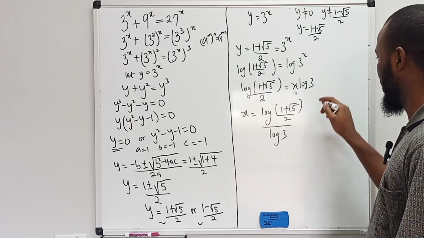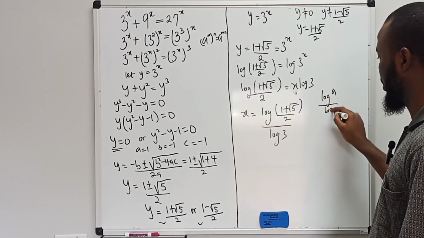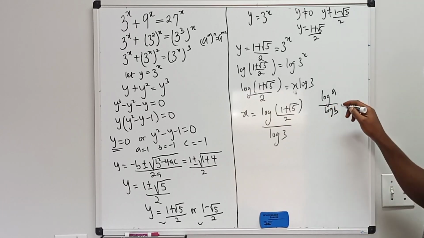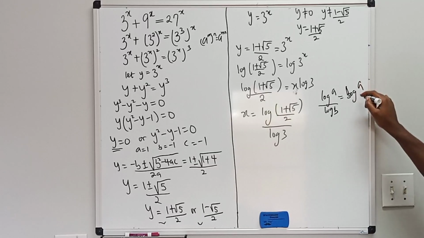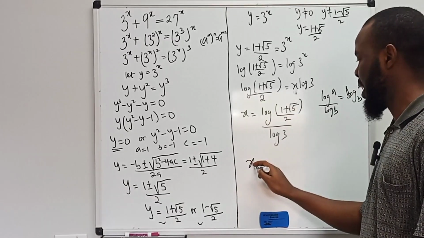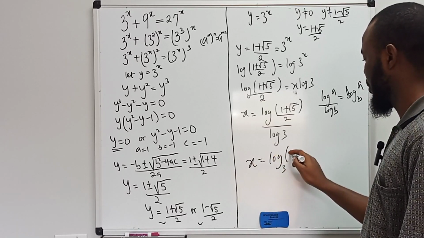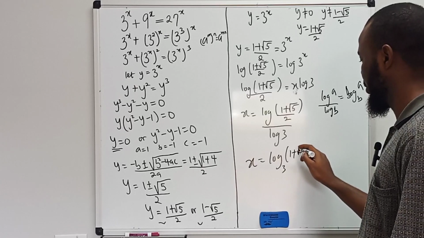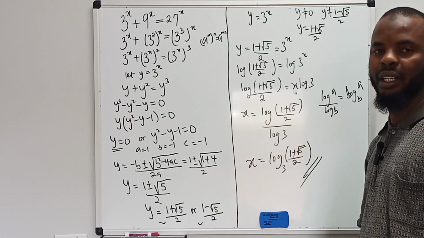So when you have log a in base 10 over log b in base 10, this is the same thing as log a base b. So the same thing is going to be applied here. My x is going to be log in base 3 of 1 plus root 5 over 2. So this is the final answer for x.